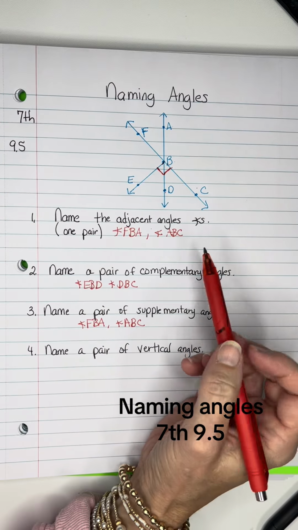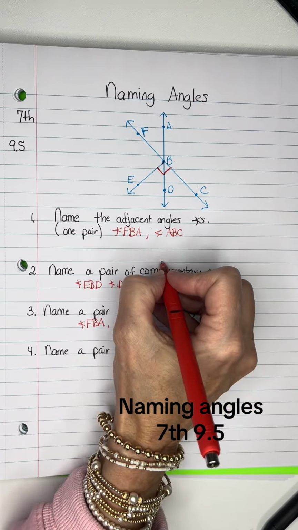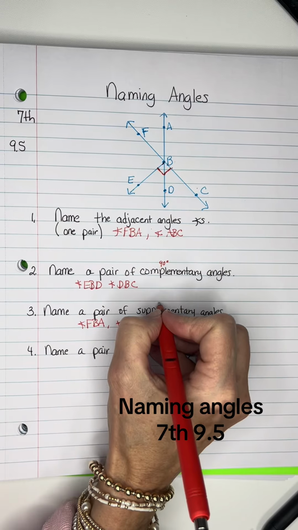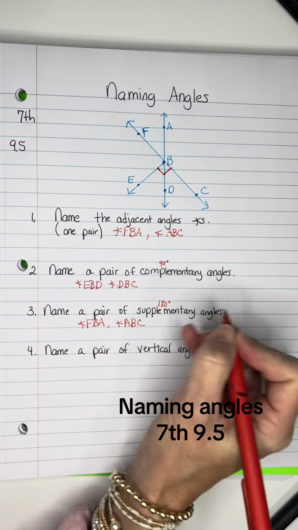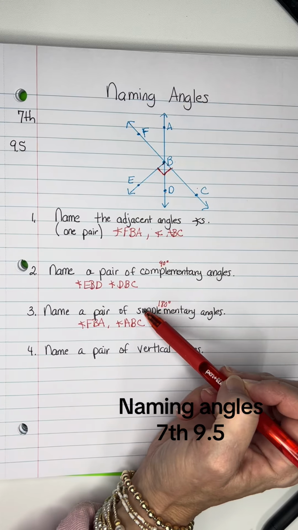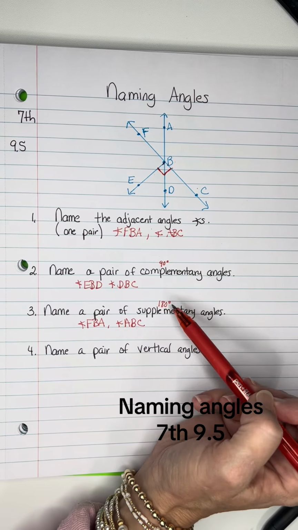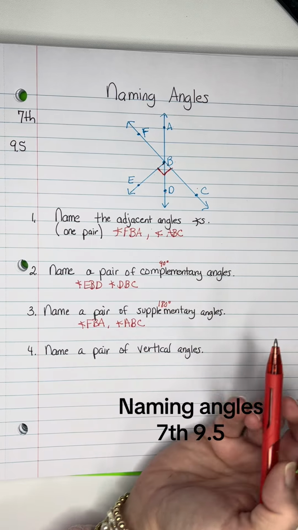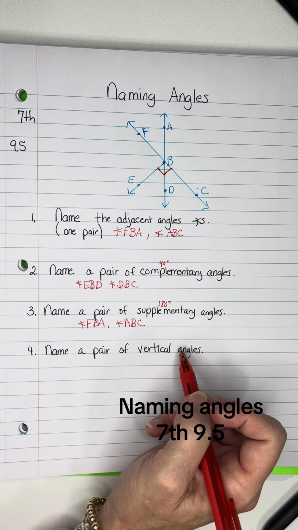Now, I remember that complementary goes with 90 degrees and supplementary goes with 180 degrees. And the way I remember that is C comes before S in the alphabet, just like a 90 is less than 180.